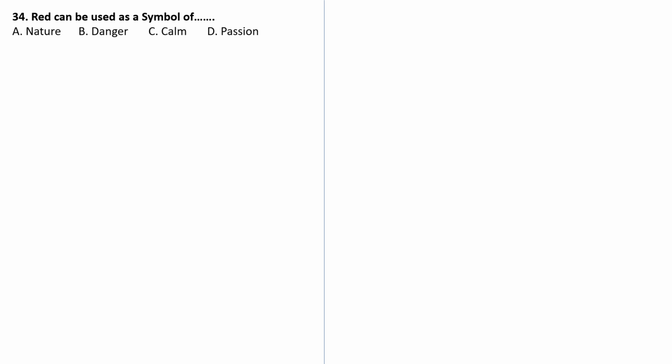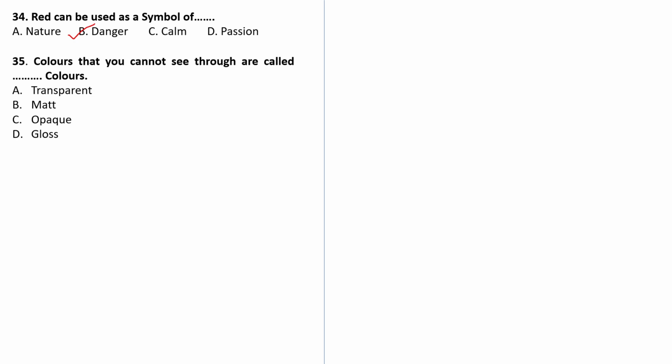Right? We have red can be used as a symbol of danger. Talking about question number 35, colors that you cannot see through are called what color? Transparent colors? No. Matte colors? No. Gloss colors? Also no. So opaque. So the answer is C.